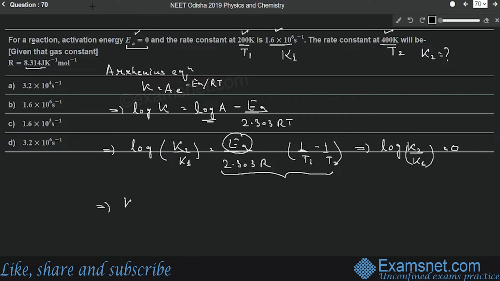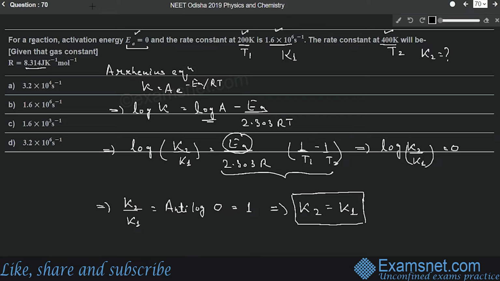So what will be the value of K2 by K1? It will be anti-log of 0, and anti-log of 0 is always 1. So K2 by K1 is equal to 1. So we can say that K2 is equal to K1. This is the relation between K2 and K1. Here we have K1 equals 1.6 into 10 to the power 6 per second. That means K2 will also be 1.6 into 10 to the power 6 per second. That means option B will be the correct answer.